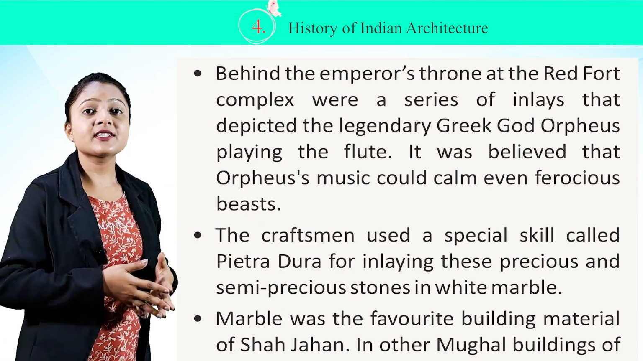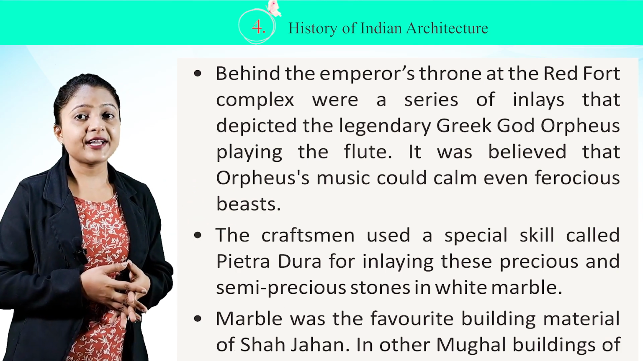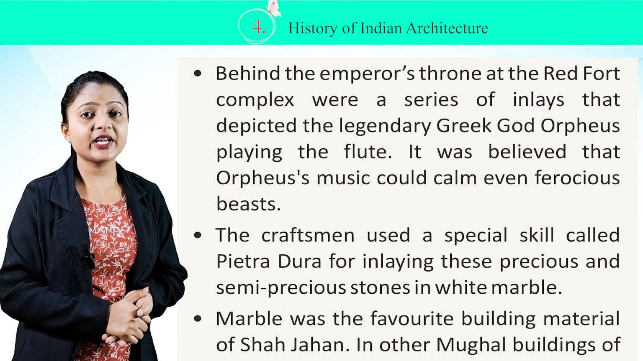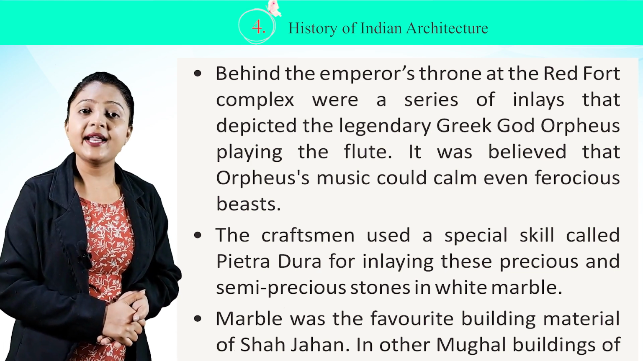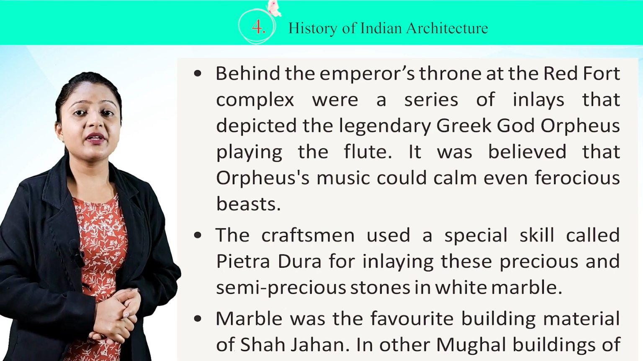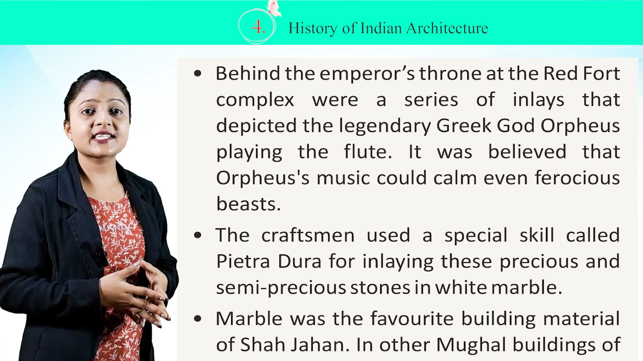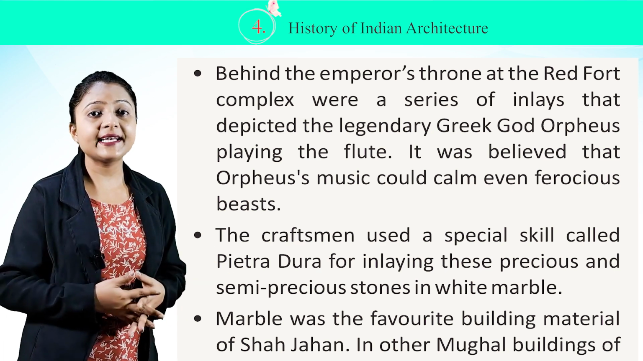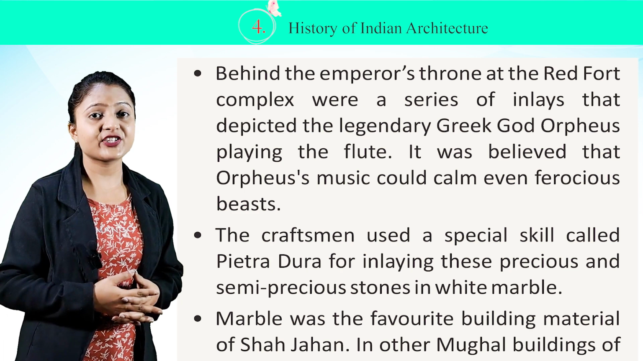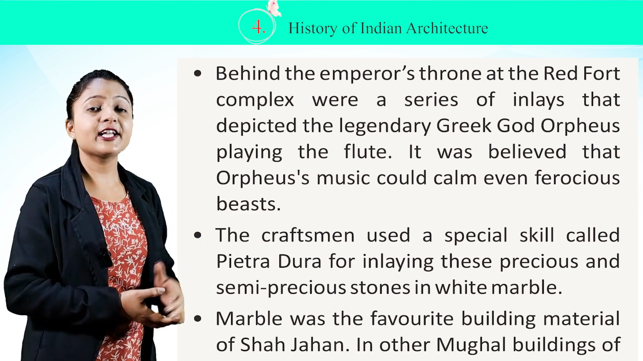Behind the emperor's throne at the Red Fort complex were a series of inlays that depicted the legendary Greek god Orpheus playing the flute. It was believed that Orpheus' music could calm even ferocious beasts. The craftsmen used a special skill called pietra dura for inlaying these precious and semi-precious stones in white marble. Marble was the favorite building material of Shah Jahan.